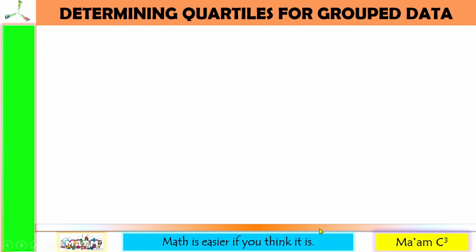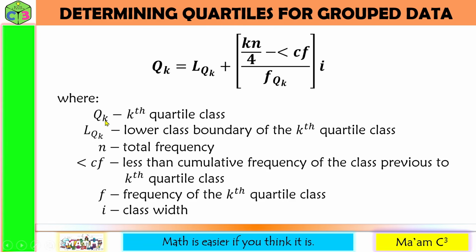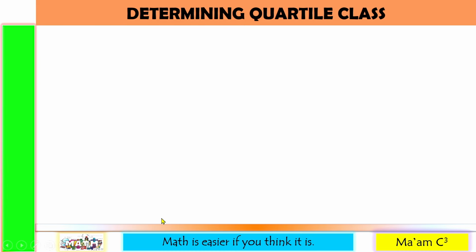Now, how do we determine quartiles for group data? We need this formula, where Q sub k is the kth quartile class. L sub Q sub k is the lower class boundary of the kth quartile class. N is the total frequency. Less than CF is the less than cumulative frequency of the class previous to the kth quartile class. F is the frequency of the kth quartile class, and i is the class width. But before we determine the quartile, we have to determine first the quartile class.